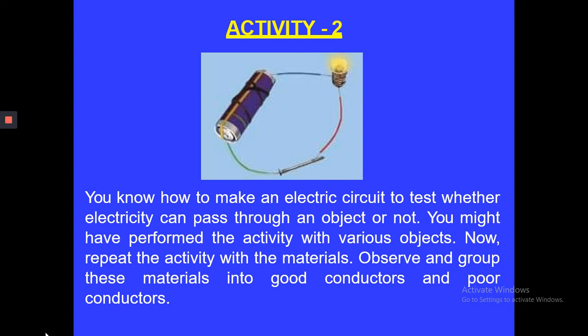In this, we will take an iron nail as well as a piece of plastic. If we place the iron nail between the wires, the bulb will glow. Why? Because iron is a metal and metals are good conductors of electricity. And if we place plastic, the bulb will not glow. Why? Because plastic is a poor conductor of electricity, or we can say plastic is an insulator.